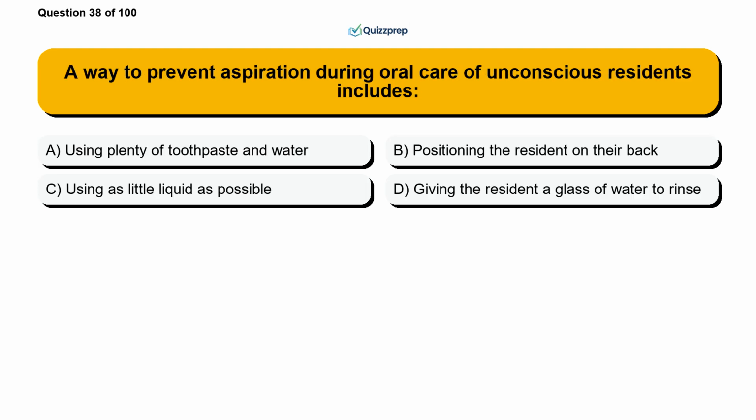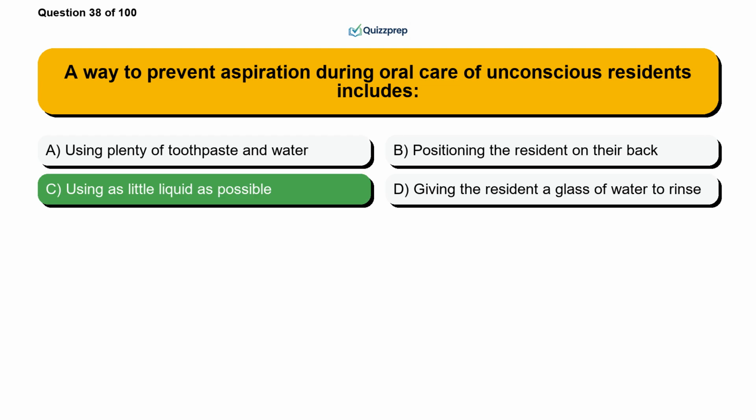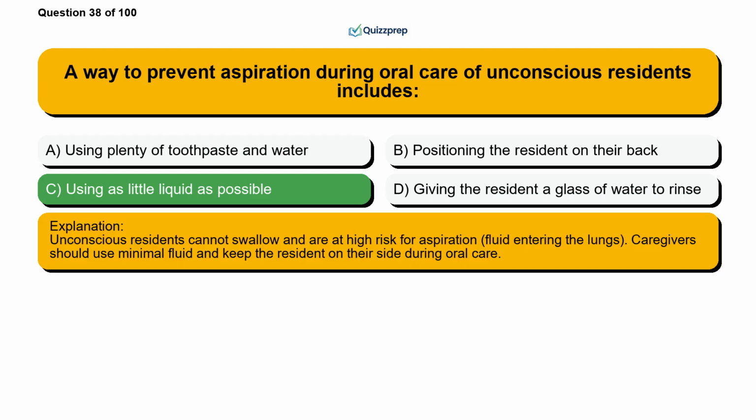Question 38. A way to prevent aspiration during oral care of unconscious residents includes: Option A, using plenty of toothpaste and water. Option B, positioning the resident on their back. Option C, using as little liquid as possible. Option D, giving the resident a glass of water to rinse. The correct answer is option C, using as little liquid as possible. Unconscious residents cannot swallow and are at high risk for aspiration, fluid entering the lungs. Caregivers should use minimal fluid and keep the resident on their side during oral care.